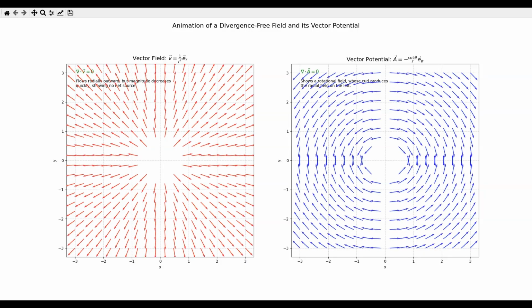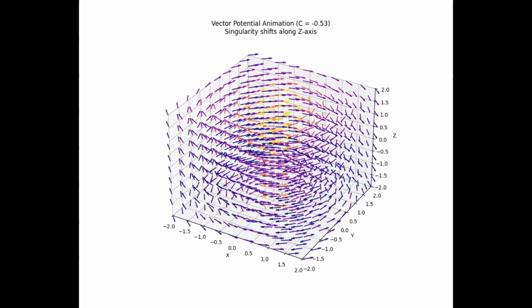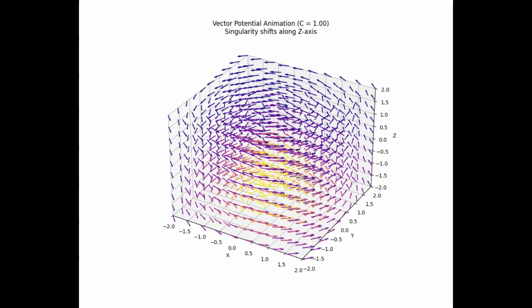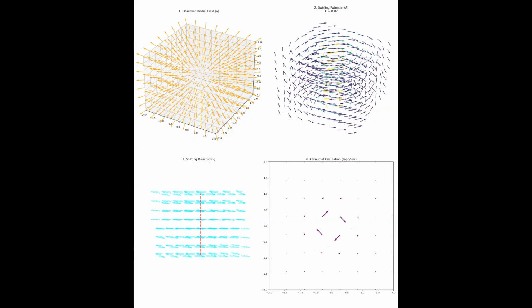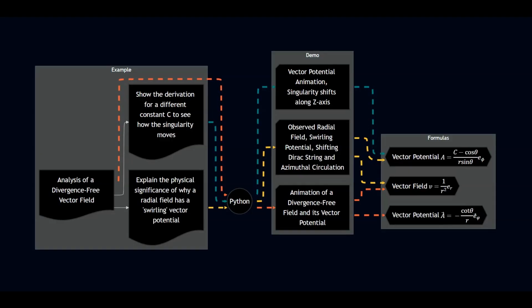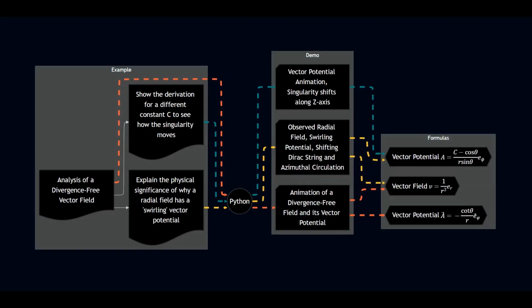The comprehensive view. A final demonstration uses 4 synchronized views to bridge the gap between abstract concepts and physical reality. It shows the static outward force, the rotating potential, a side view of the sliding seam, and a top-down view of the vortex at the equator.